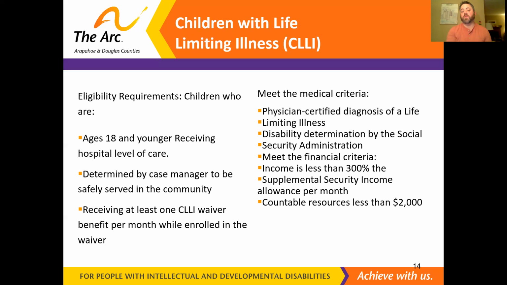And they have to receive at least one of the waiver benefits per month to continue to be enrolled, which we'll talk about in a minute. But a physician has to diagnose them with a life-limiting illness. They have to be determined disabled by Social Security definition again. They must meet the financial criteria so that essentially they have Medicaid, or the family has Medicaid. Because of that, they might be getting supplemental Social Security income, or SSI, per month. And then they themselves have less than $2,000 in assets as a child. So those are the medical and the financial criteria.